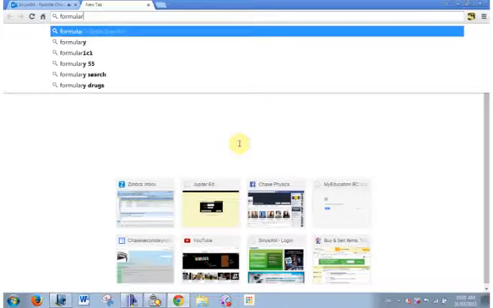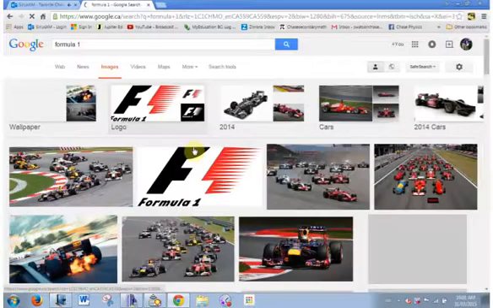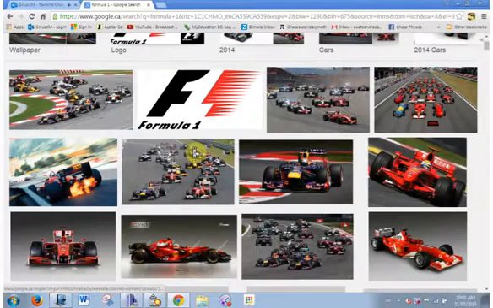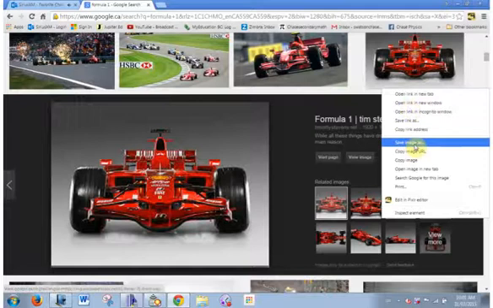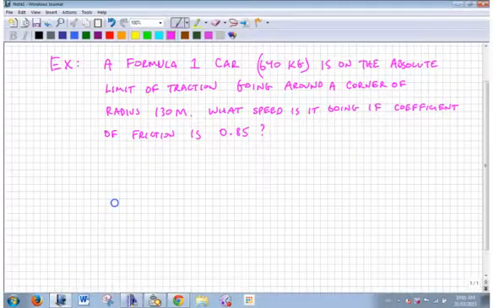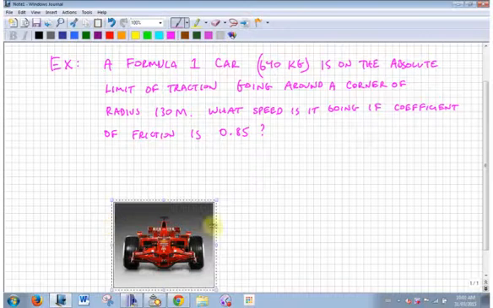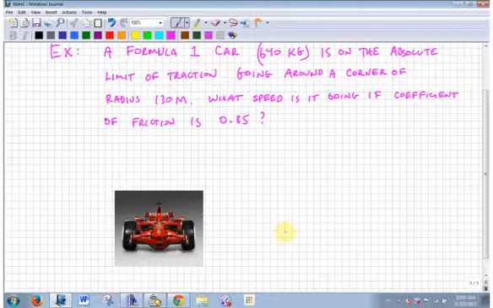Formula 1. That's a nice one right there. Haha. Wish you could do that, don't you? Actually, it's a little bit low.